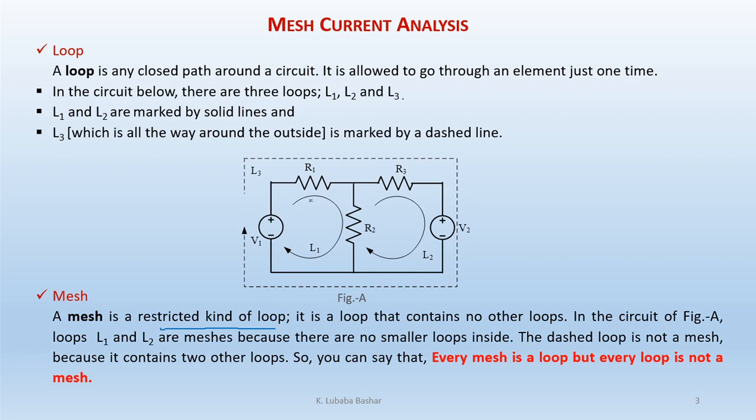See, inside L1, you won't be able to find any other loop. Inside L2, you won't be able to find any other loop. But inside L3, there are two other loops. Those are L1 and L2. So, mesh is the shortest possible loop. It is a loop, but inside it, you won't be able to find any other loop.